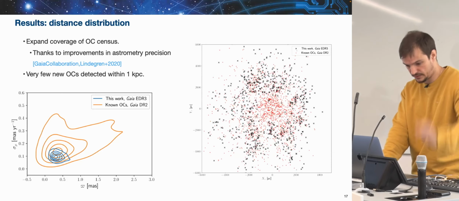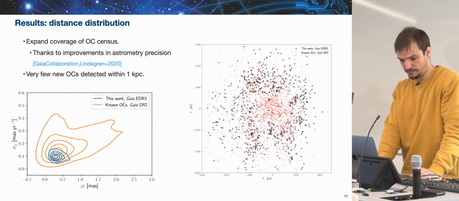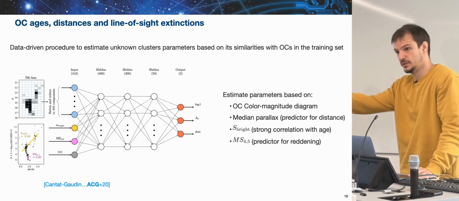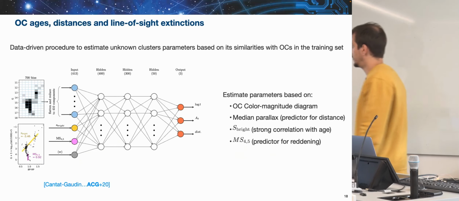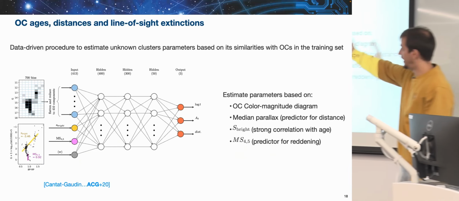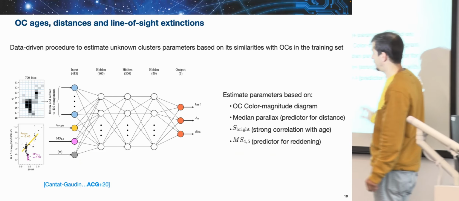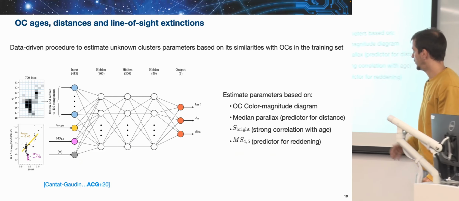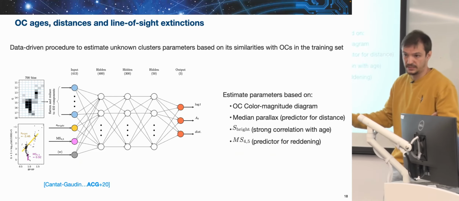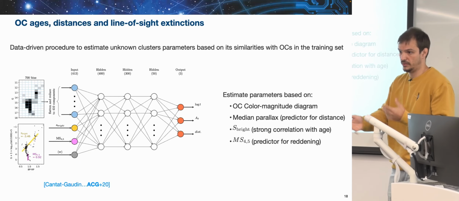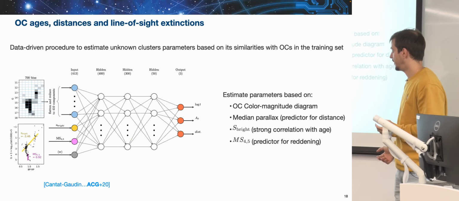Okay, so now we have a list with all the clusters and their astrometric mean parameters, and now we want to compute some astrophysical parameters to enable further studies. How do we do that? We want to compute age, distance, and line of sight extinction, for instance, for these clusters. And how do we compute that? Again, using a neural network, which is trained on well-characterized clusters. In this case, we didn't have 1,000 clusters to train on, but only around 200 or something.